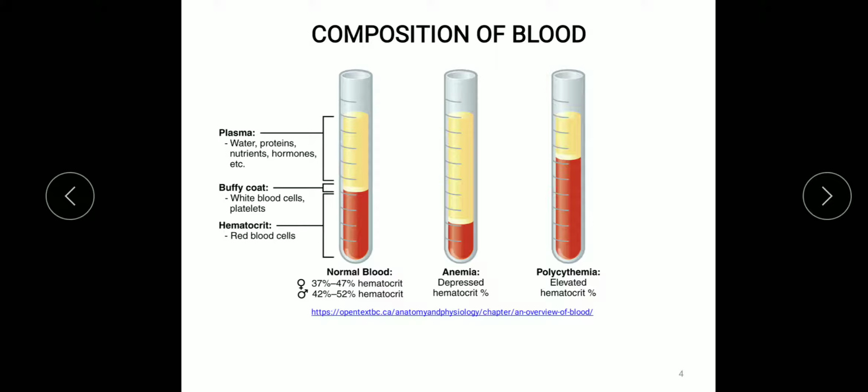Normal hematocrit values for females range from 37 to 47% with a mean value of 41%. For males, the hematocrit percentage is 42% to 52% with a mean of 47%. In anemia, the hematocrit value decreases to 30%, whereas in polycythemia, the hematocrit increases to 70%.